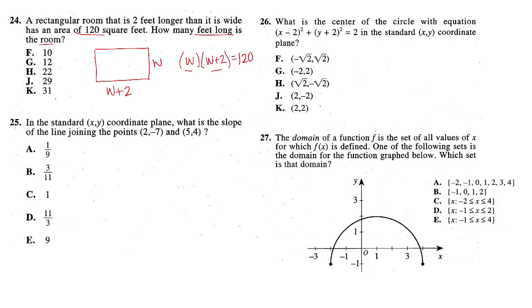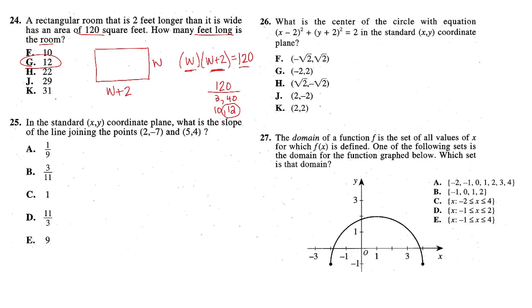Well, these two things multiplied together has to give me 120. So let's look at the factors of 120. So let's see, we could do 3 times 40, but that's not real useful. What about 10 times 12? That would fit this scenario for sure. And so that would tell me that the length would have to be 12. Okay, moving on to 25.